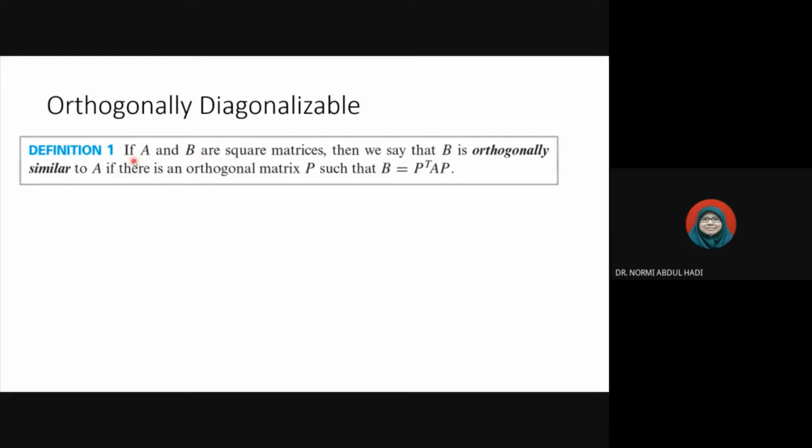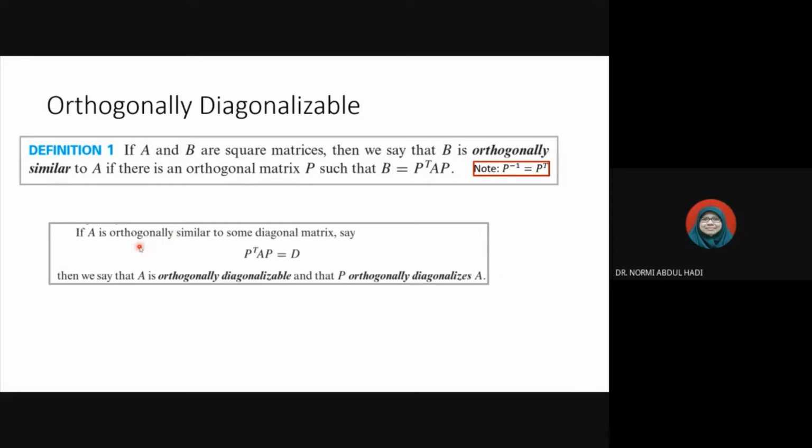Now, what is orthogonally diagonalizable? If A and B are square matrices, we say that B is orthogonally similar to A if we can write B equals P transpose AP. P transpose is equal to P inverse. So B is orthogonally similar to A, and P is the orthogonal matrix.